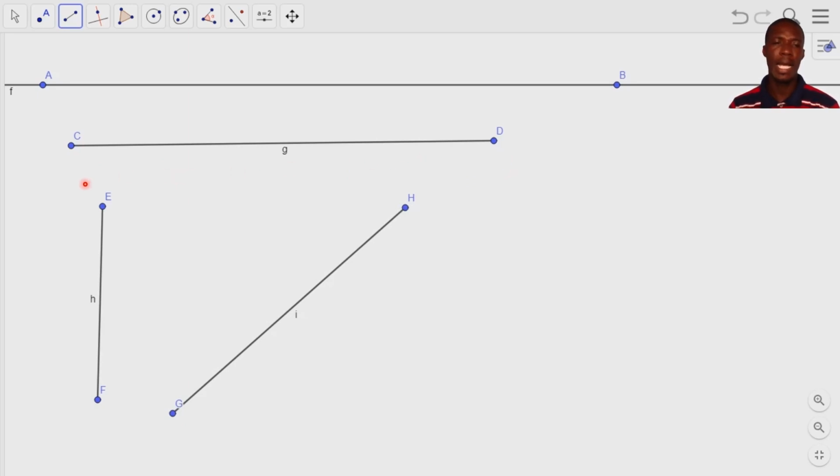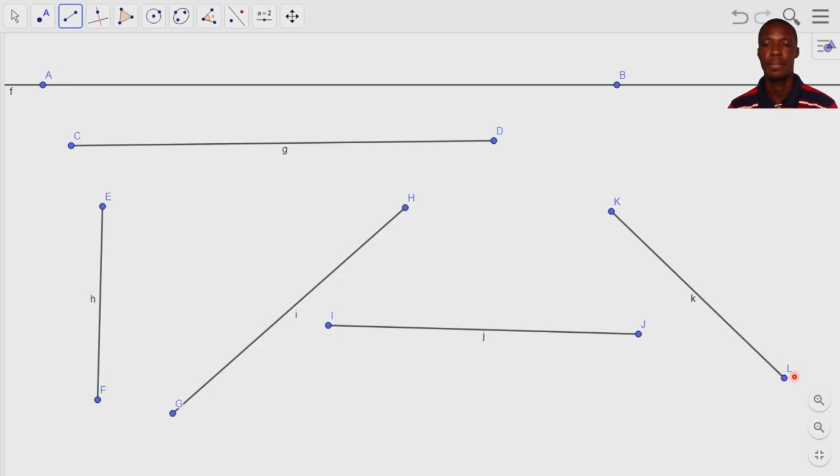Now a line can be vertical, a line can be diagonal, positively sloping, a line can be horizontal, and a line can be diagonal again, negatively sloping. That is what lines are.